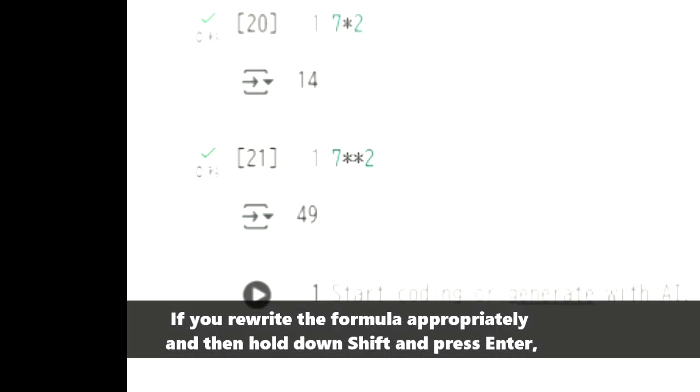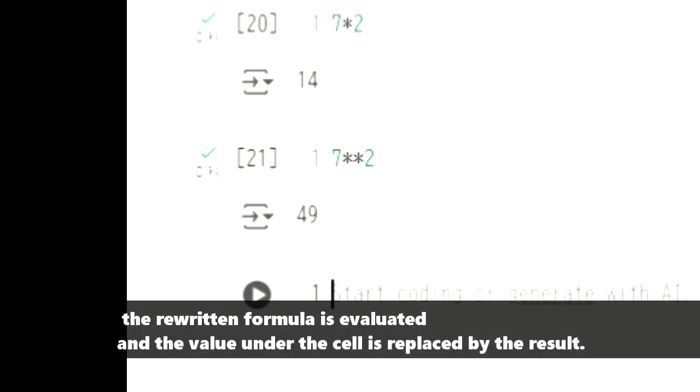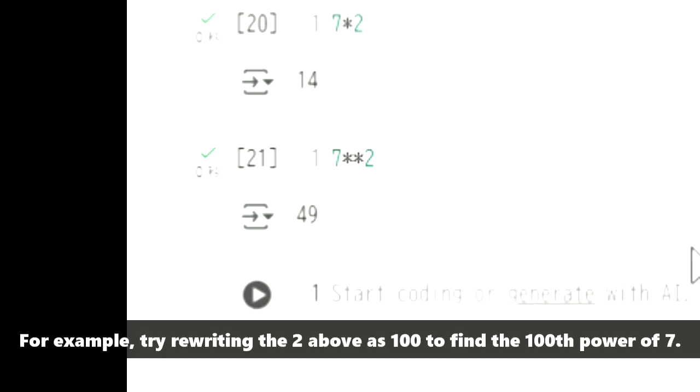If you rewrite the formula appropriately and then hold down Shift and press Enter, the rewritten formula is evaluated and the value under the cell is replaced by the result. For example, try rewriting the 2 above as 100 to find the 100th power of 7.